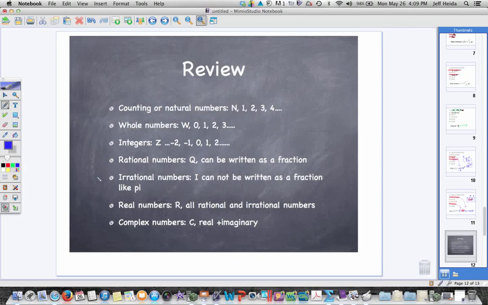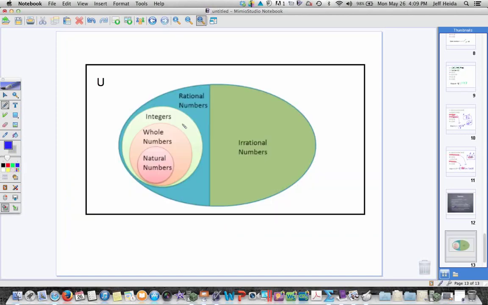An irrational number is a number that can't be written as a fraction, such as pi, or I'll throw in here the square root of 2, which is another one that cannot be written as a fraction because the decimal does not repeat or terminate. And then real numbers are all rational numbers and irrational numbers lumped together. And a complex number puts together both a real and an imaginary component, and I know you dealt with those last year.